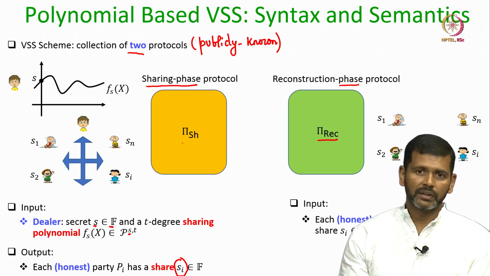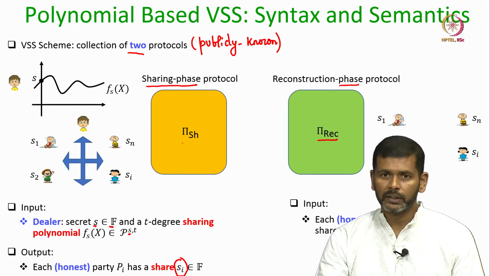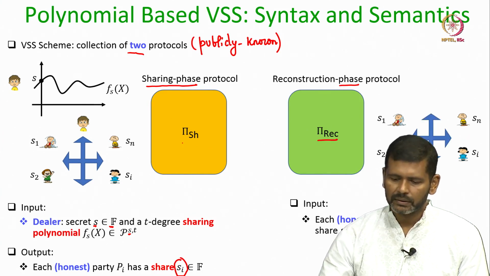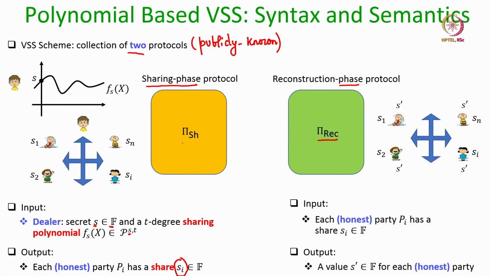Now, in the reconstruction phase protocol, the input for each party will be its share, and there will be an interaction among the parties, and based on the interaction which happens among the parties and the steps of the protocol, each honest party in the system will output a value S prime.